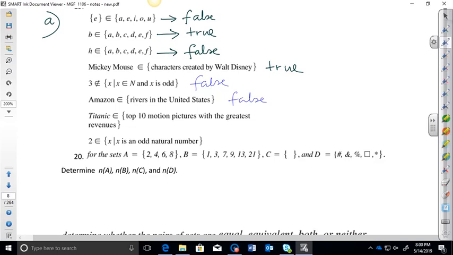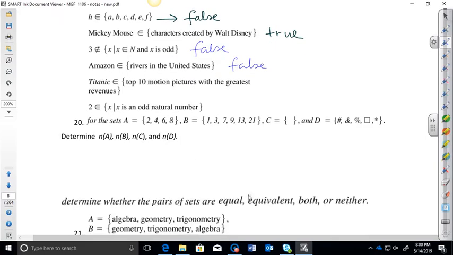I don't know about the next one either. Titanic. Is that true or false? Top 10 motion pictures, the greatest revenue? I don't think so. Okay. 2 is an odd number. No. 2 is even. So it is false. 2 is even. So it should be like this. 2 is not like that. Then it would have been right.